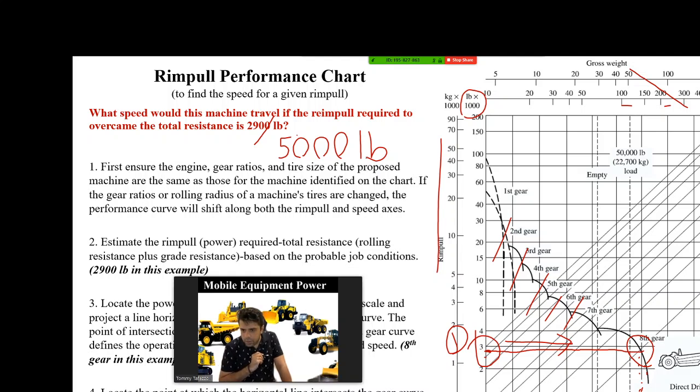Let me make a better example: 15,000 pounds. So 15,000 pounds is here. If you want to draw a horizontal line, it will intersect 3 different gears. So what will be the speed? Which of the intersections should we use?